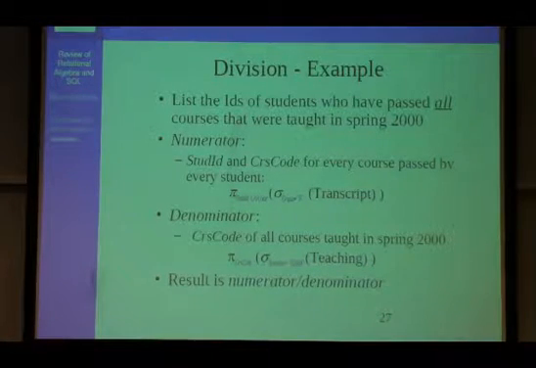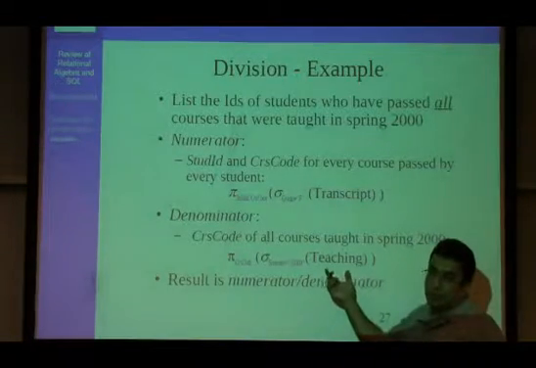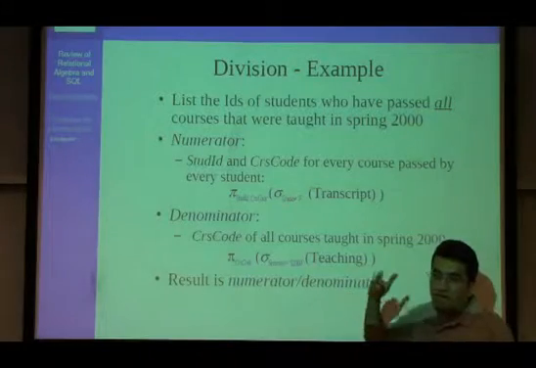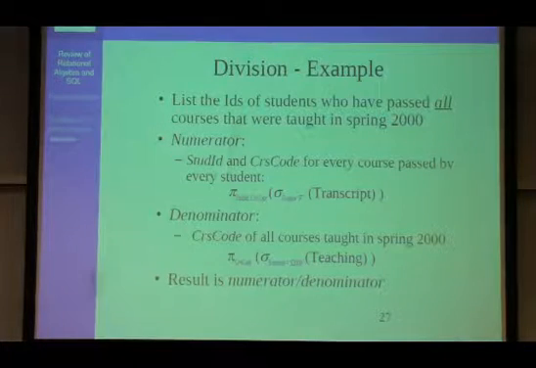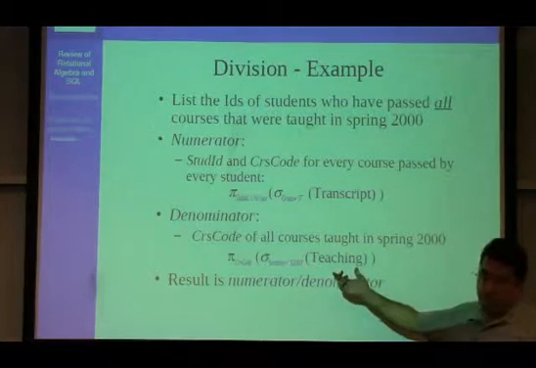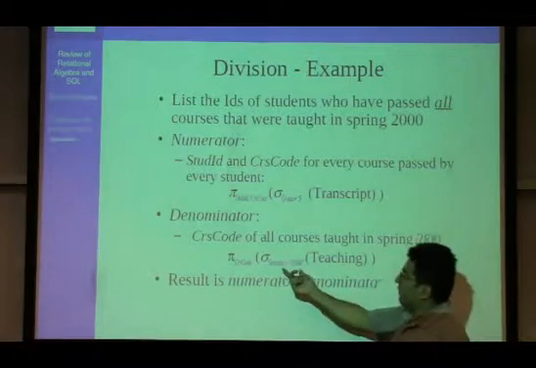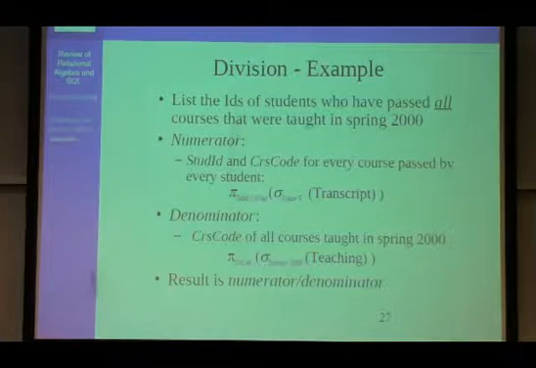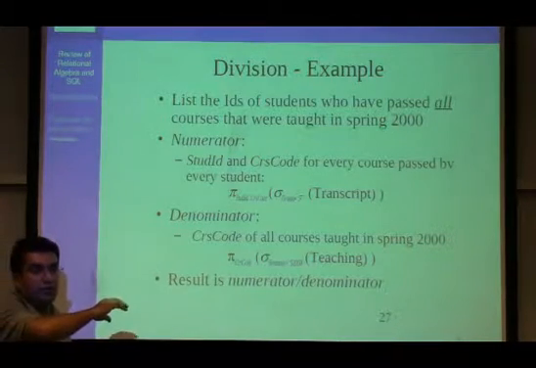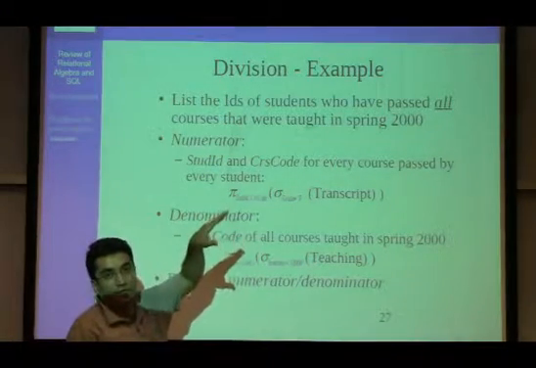It says that these are the IDs of students who have passed all courses that were taught in spring 2000. So definitely in the denominator of the division, we have to have a table showing all of the courses taught in that semester. Okay? So how do we get that? Suppose that we have a table teaching, and in that table we can filter out all of the rows with semester equal to S2000. Okay, now in the denominator part of the division, we have this set, all of the courses.